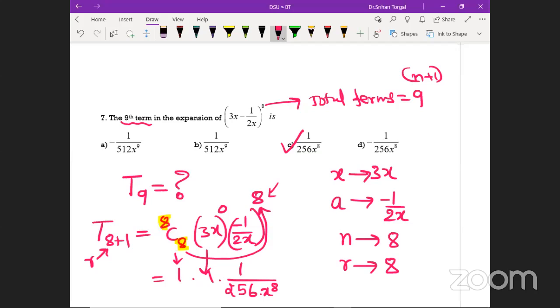It is very easy. Now see, you can neglect this term. That's it. That will be your answer. Directly.